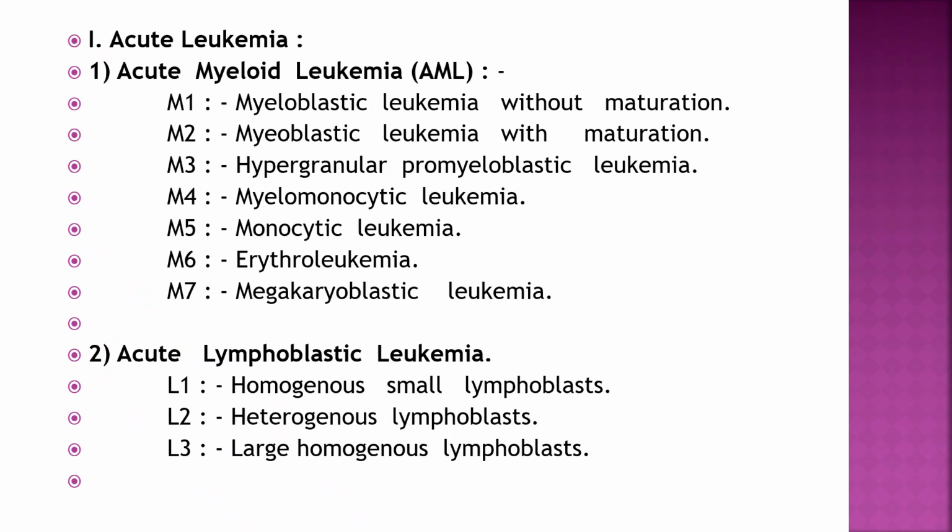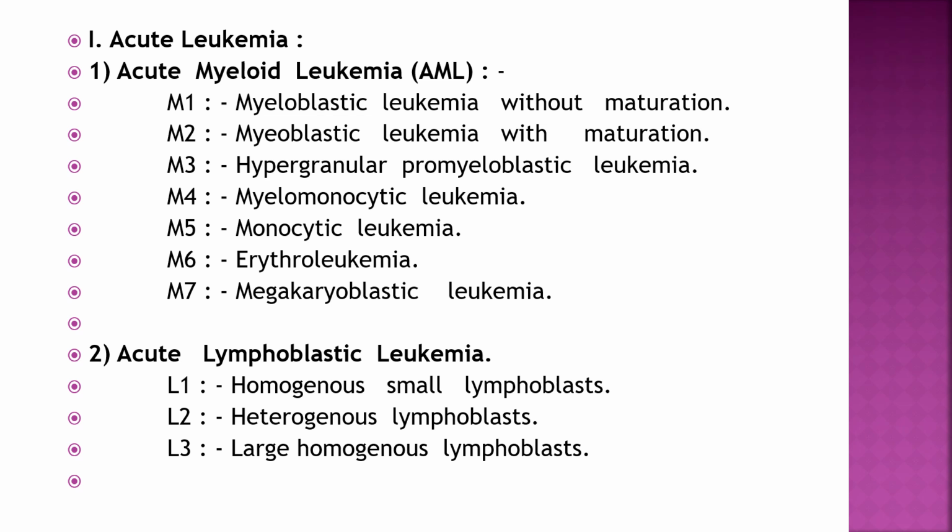Now acute leukemia is divided into two types, acute myeloid leukemia and acute lymphoblastic leukemia. Acute myeloid leukemia is divided into 7 types, labeled M1, M2, M3, M4, M5, M6, M7. M1 is myeloblastic leukemia without maturation. M2 is myeloblastic leukemia with maturation, so the nucleus is matured in the M2 type. Then M3, hypergranular promyeloblastic leukemia. M4 is myelomonocytic leukemia. M5 is monocytic leukemia, then M6 is erythroleukemia, M7 is megakaryocytic leukemia.